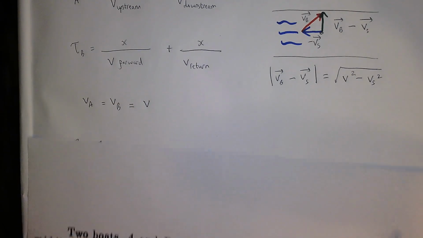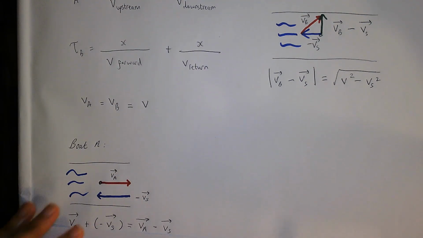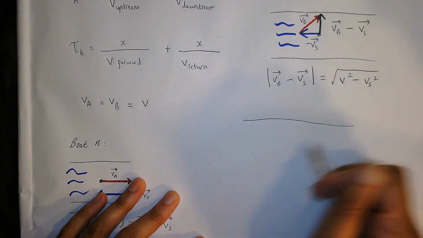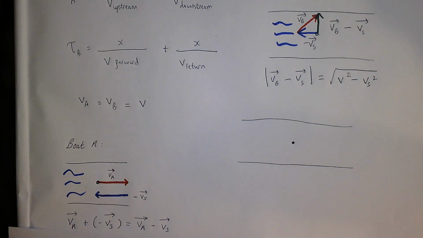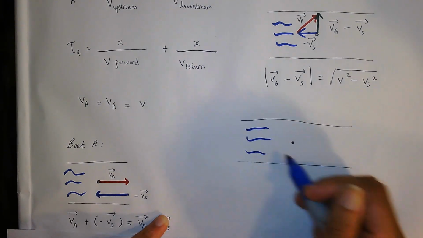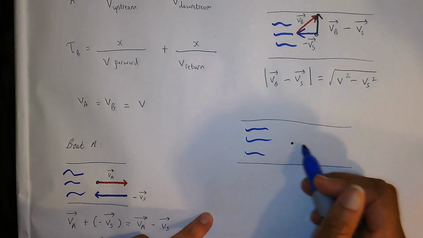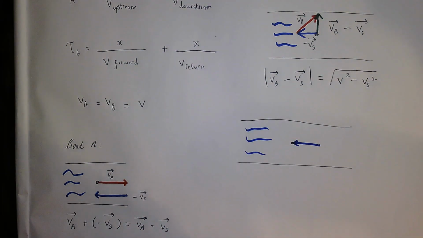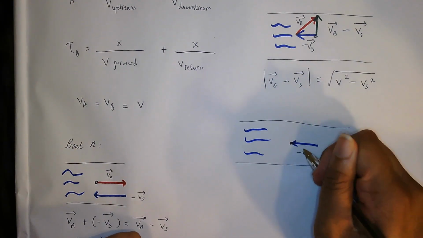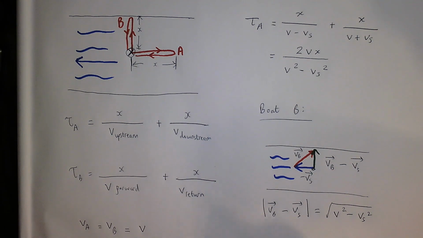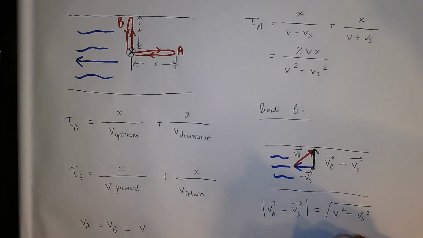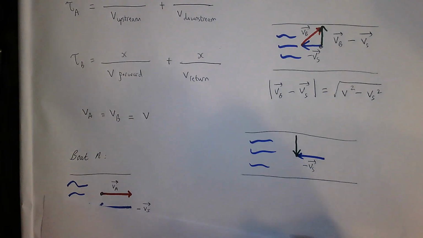Okay, so we can do something similar for when boat B is returning to the buoy. So if I draw the river again, there's the buoy, and the stream velocity, I'm going to draw it here this time, so that's minus vs, and this time boat B is returning to the buoy, so again its resultant velocity is going to be perpendicular to the stream velocity, so it's going to be like this.